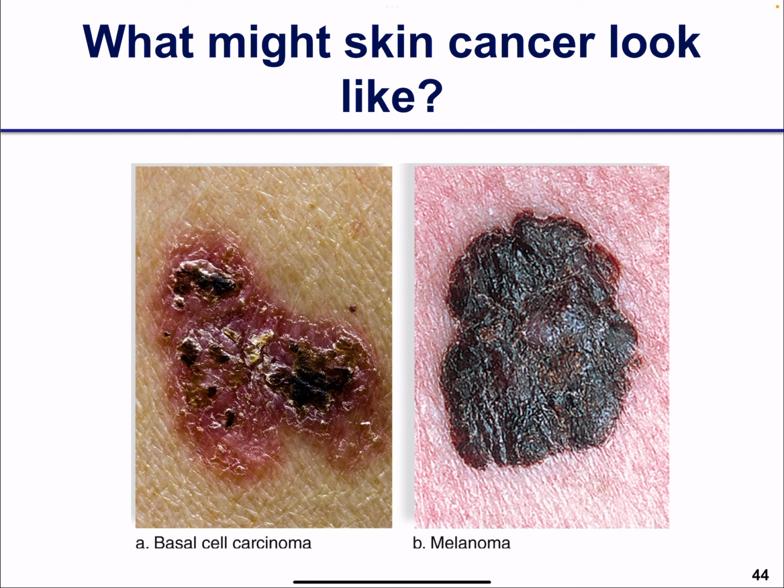So here you have a picture of the basal cell carcinoma. That is the most superficial type of skin cancer. And then we have the melanoma. That is the deeper side of skin cancer. And you see that the melanoma is more raised. The reason why it is more raised is because the melanoma is much thicker.